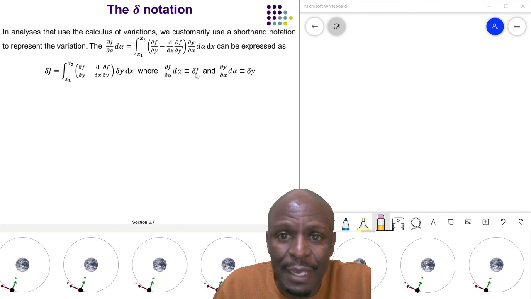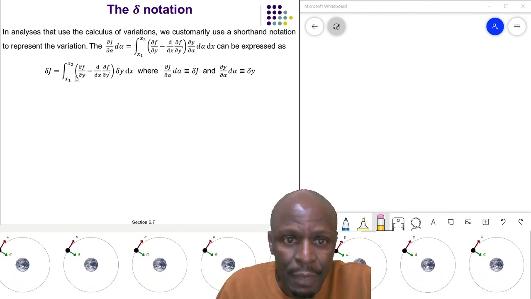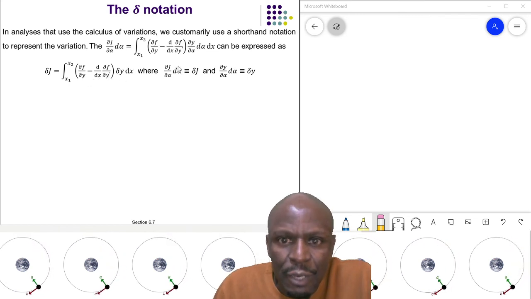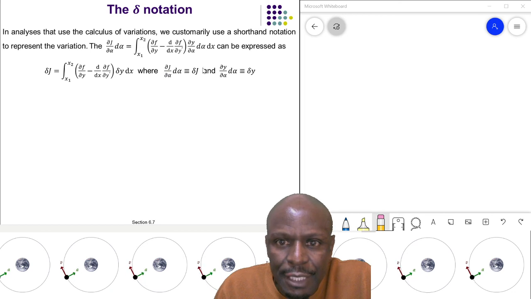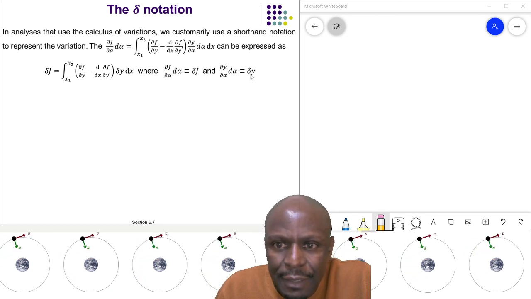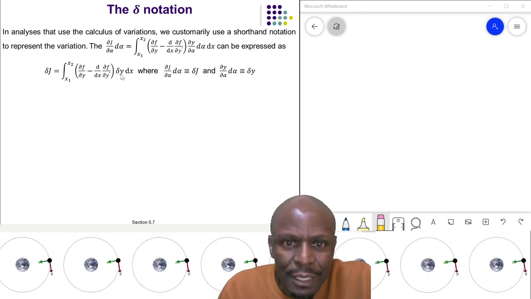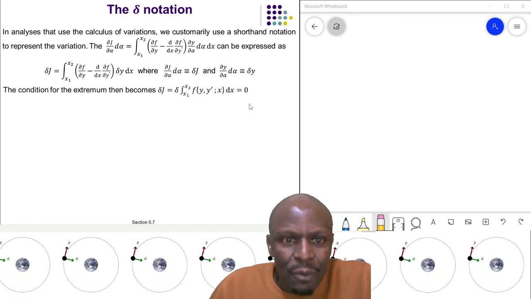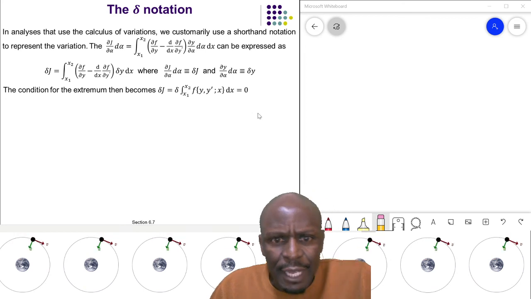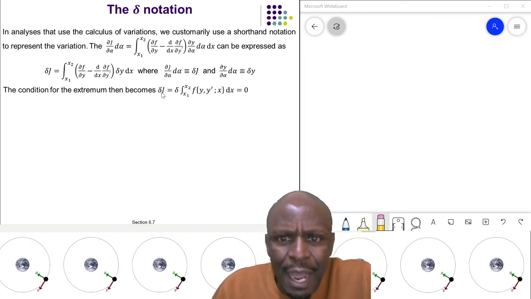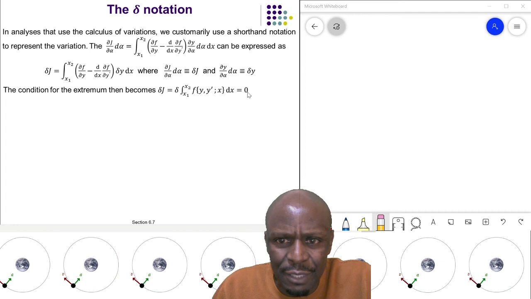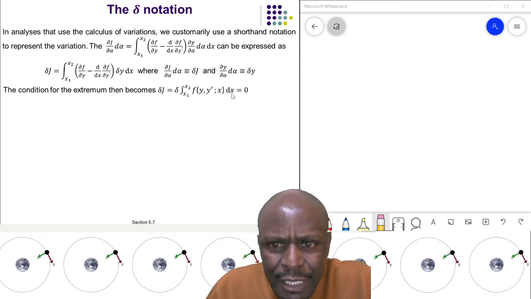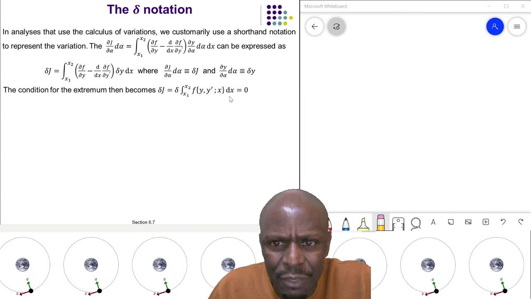It can be defined by this. If we want to write this equation in terms of this delta notation, which is just a shorthand, it will mean that this is just that and this is just that. So that's why you see this equation over here. Now the condition for the extremum then becomes, because we want to have 0, just this equation here.